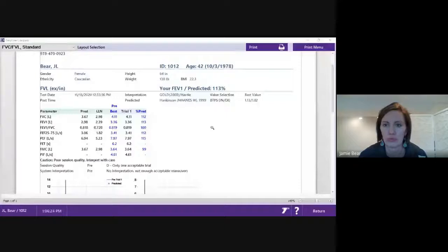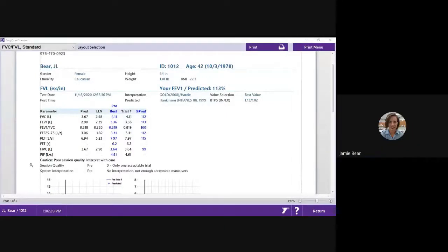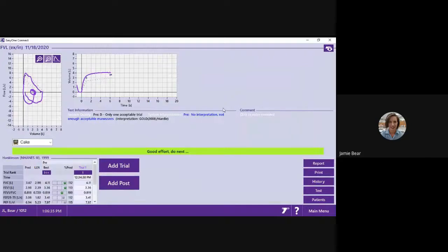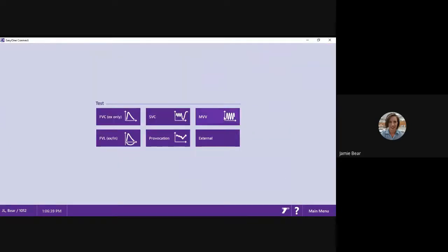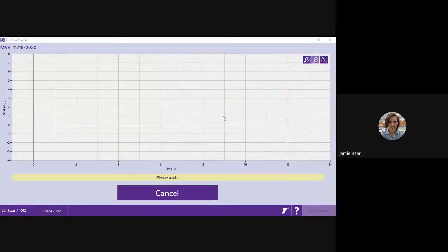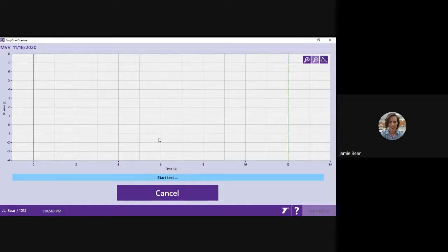Okay, so I'm going to go back to my software, and I'm going to return back to the main page. I want to go back to tests. And this test I don't like doing because it's kind of hard. Okay, I'm going to block this. Okay, so with this test, this is my maximum voluntary ventilation. So here I go.